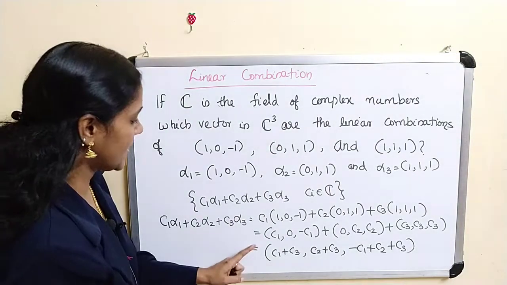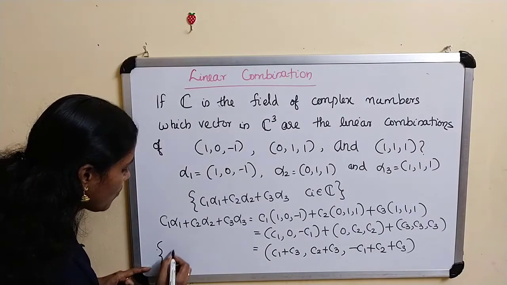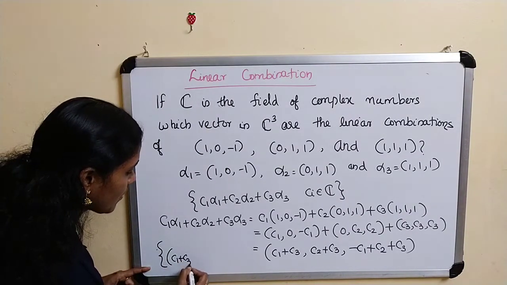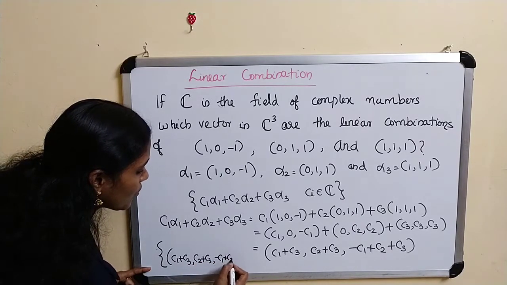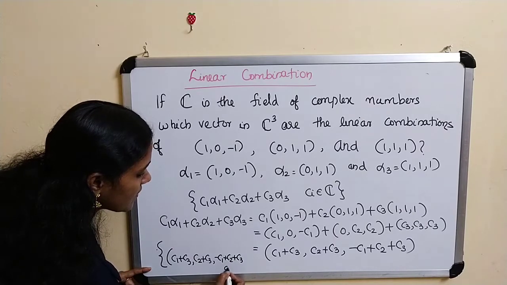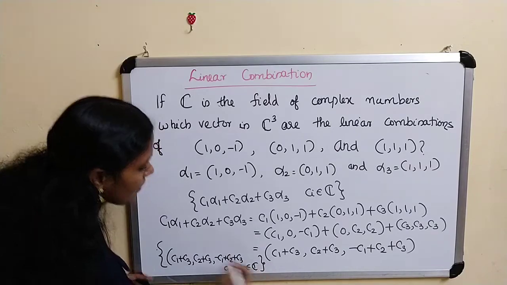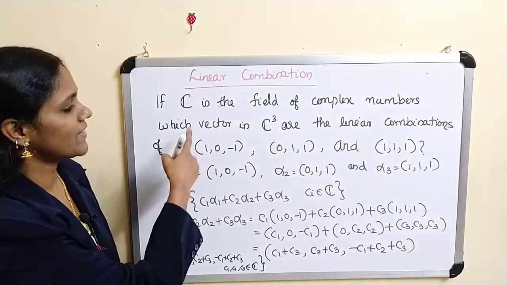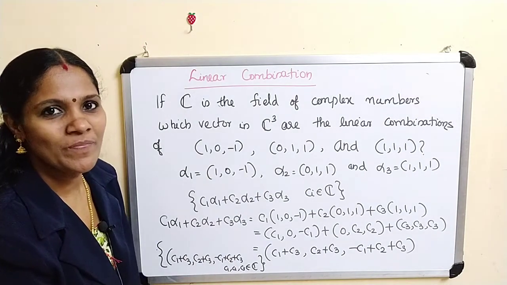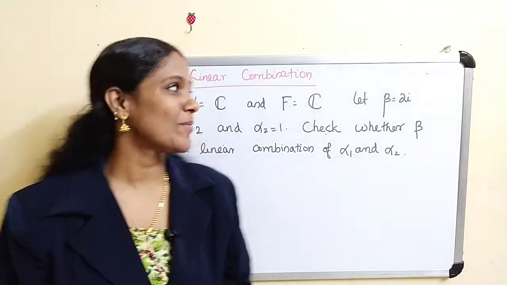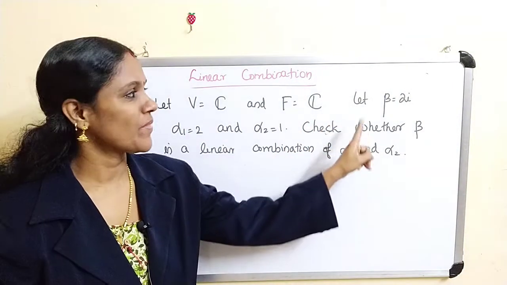So actually the linear combinations of alpha 1, alpha 2, alpha 3 are the set of all (C1 plus C3, C2 plus C3, minus C1 plus C2 plus C3), where C1, C2, C3 belong to C. This is the linear combination of the vectors alpha 1, alpha 2 and alpha 3. Clear?